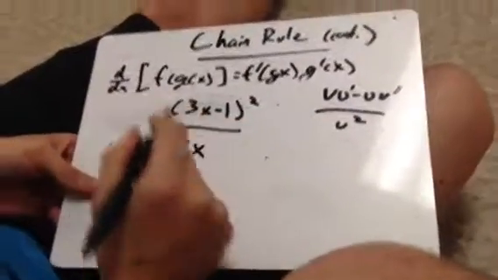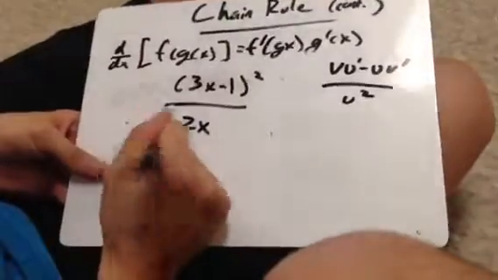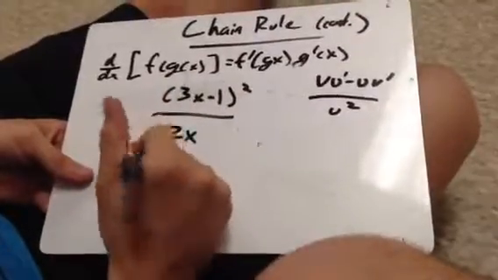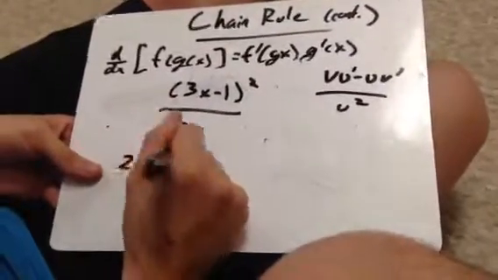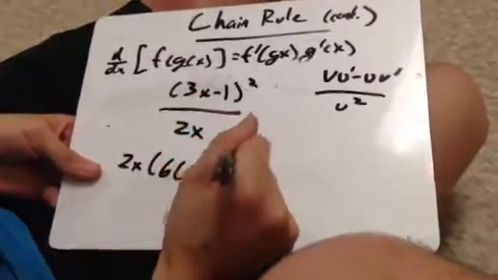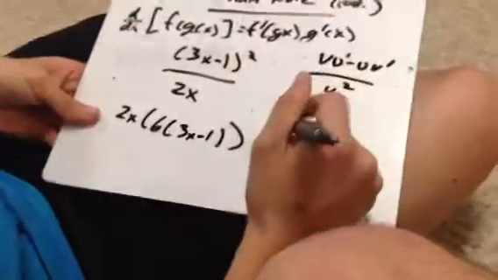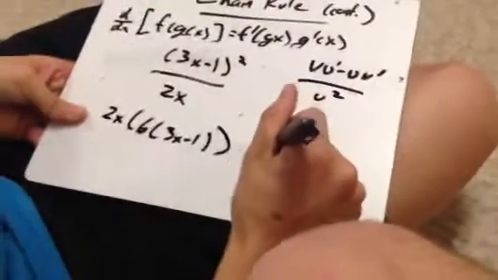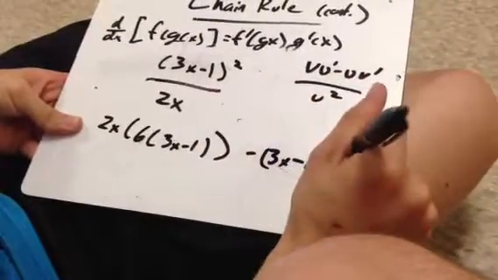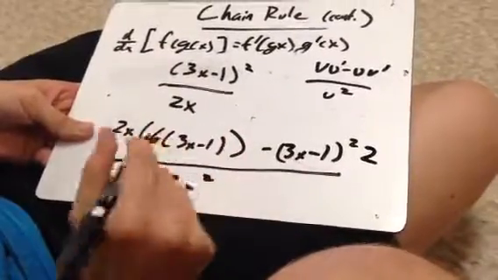So v times u prime, so that's 2x times the derivative of that, which we established several times is 6 times (3x minus 1), minus u v prime, so that's (3x minus 1) quantity squared times the derivative of the bottom, which is 2, all over 2x squared.